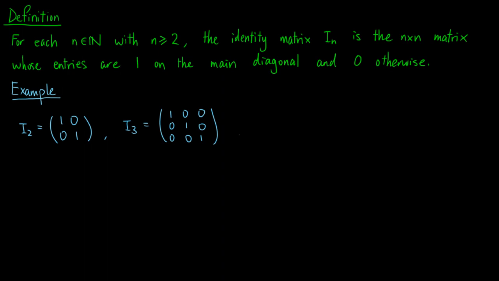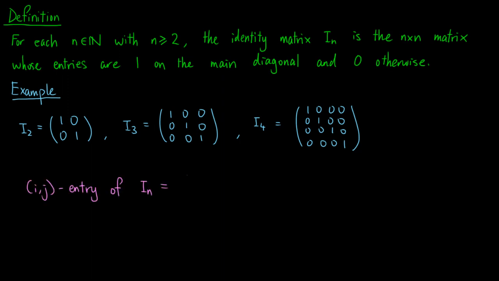1 0 0 0 1, and I4 is the matrix 1 0 0 0 0 1 0 0 0 0 1 0 0 0 0 1. Note that the ij entry of In is 1 if i equals j, and 0 if i is not equal to j.